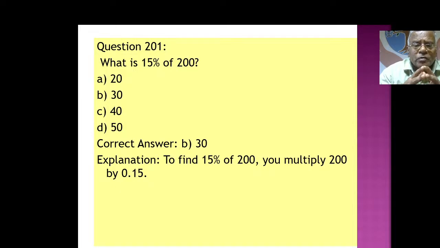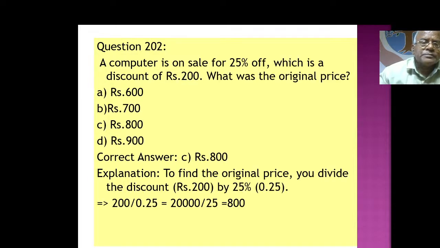To find 15% of 200, you multiply 200 by 0.15. Okay, 15 by 100 means 15 by 100 of 200, so 2 into 15 is 30. So that is all. What is 15% of 200?